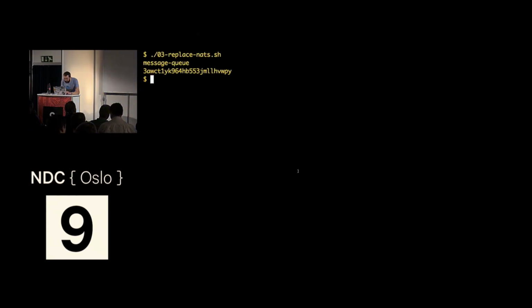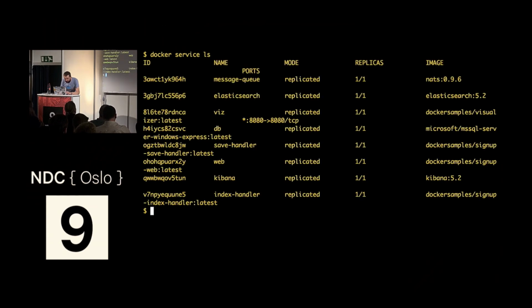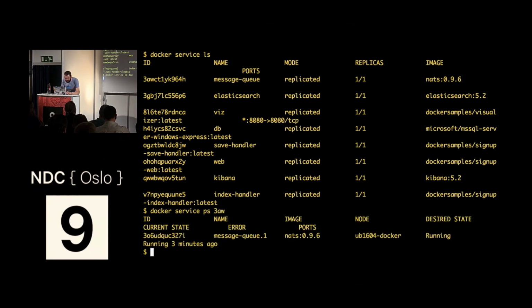And again, the management of this stuff is all the same. So running my services now, if I have a look at my message queue, so if I do a docker service ps, that lists me all the tasks in the kind of history of my message queue. It's going to show me I've got one message queue, and it's running on my Docker instance. And if I look at the logs for, what did I call it, 3AW?